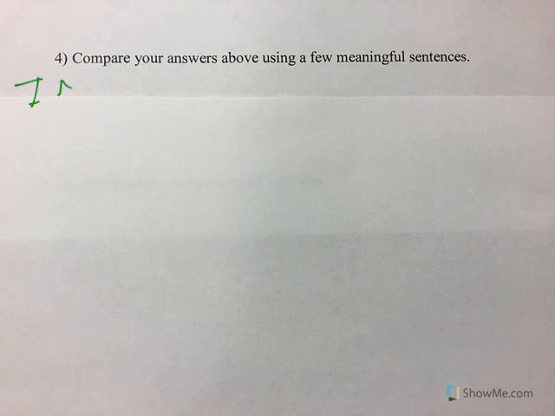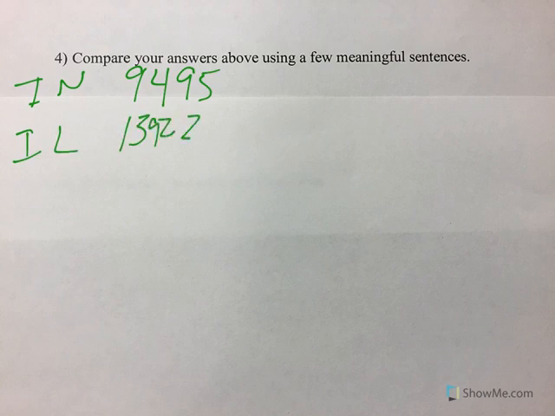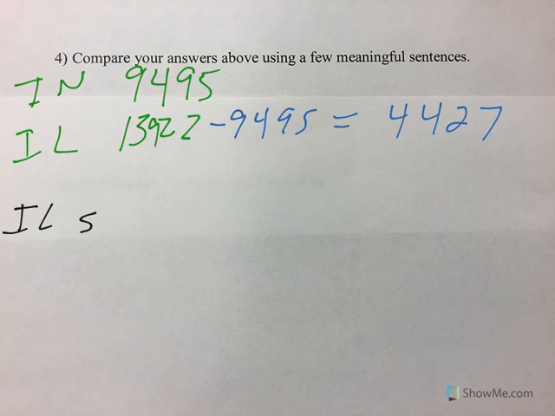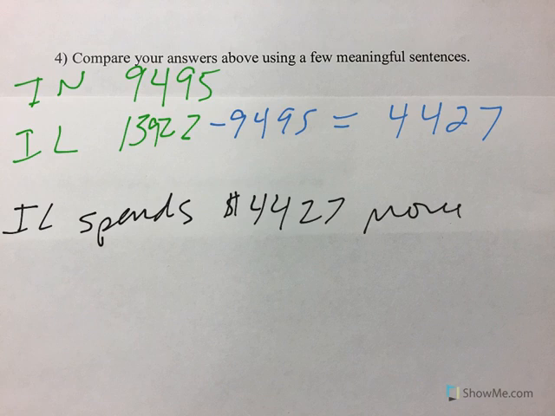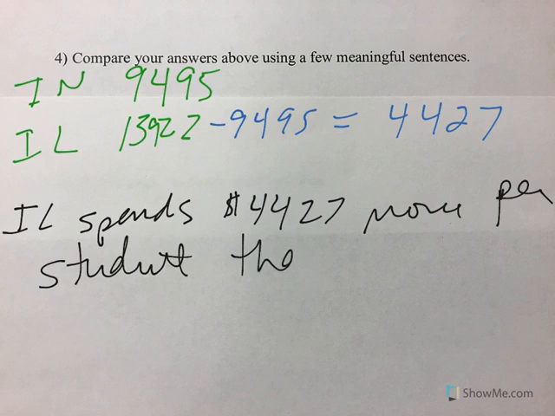So, Indiana spends $9,495. Illinois spends $13,922. If we compare those, if I subtract Illinois minus Indiana, I get $4,427. So one sentence I could use would be, Illinois spends $4,427 more per student than Indiana. Or I could do it the other way and say Indiana spends $4,427 less per student than Illinois.